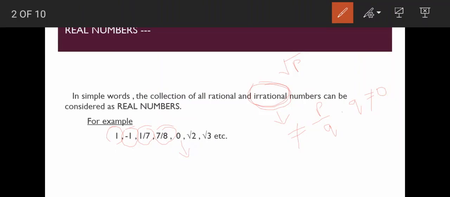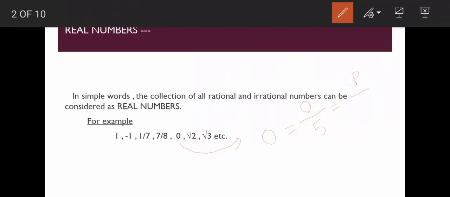That is important. Let us check here. For 0, we can express 0 as 0 divided by any number. If 0 is divided by any non-zero number, in that case, we can express this in the form p by q, where in place of 0 we can put p and in place of 5 we can consider q, where q is not equal to 0. So ultimately 0 is an integer and that is why this is a rational number.